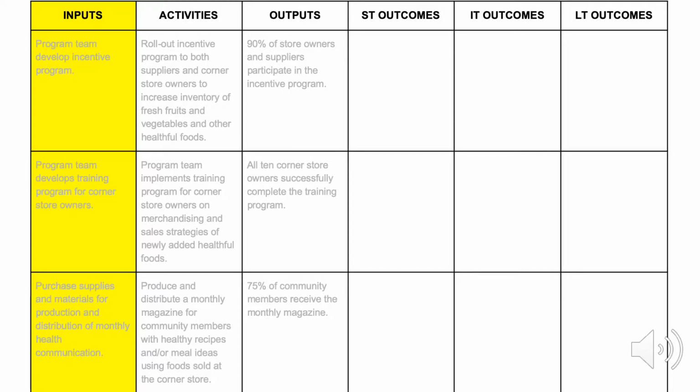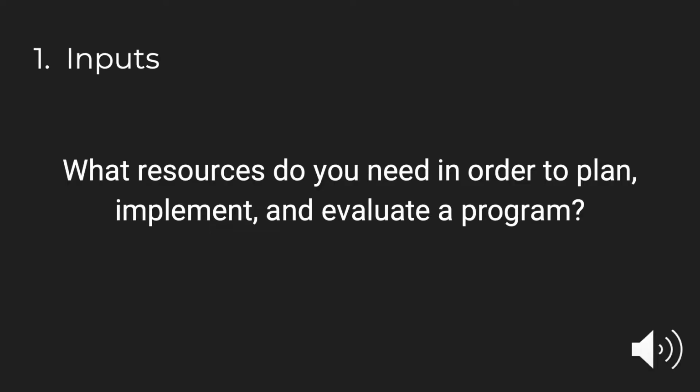The first column are the program inputs. These are the resources that you need in order to successfully plan, implement, and evaluate the program. Knowing the landscape of the program, what do you need to do to prepare for each of the selected activities to make sure that everything will flow smoothly?